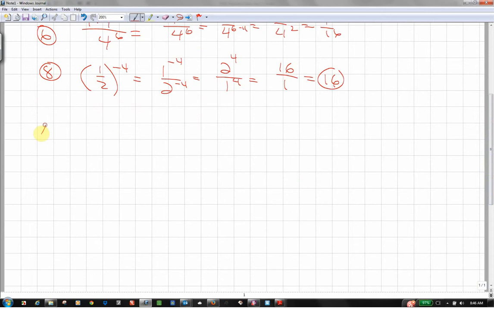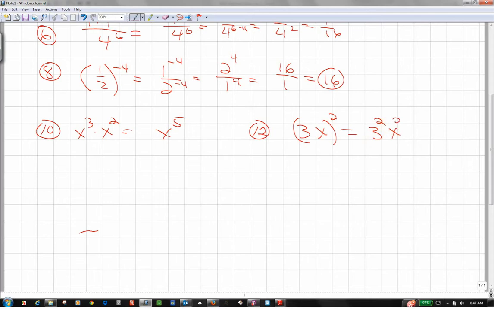Ten is, the exponents are going to add. In this case, the exponent is going to distribute in, giving me 3 squared x squared. That'd be 9x squared.